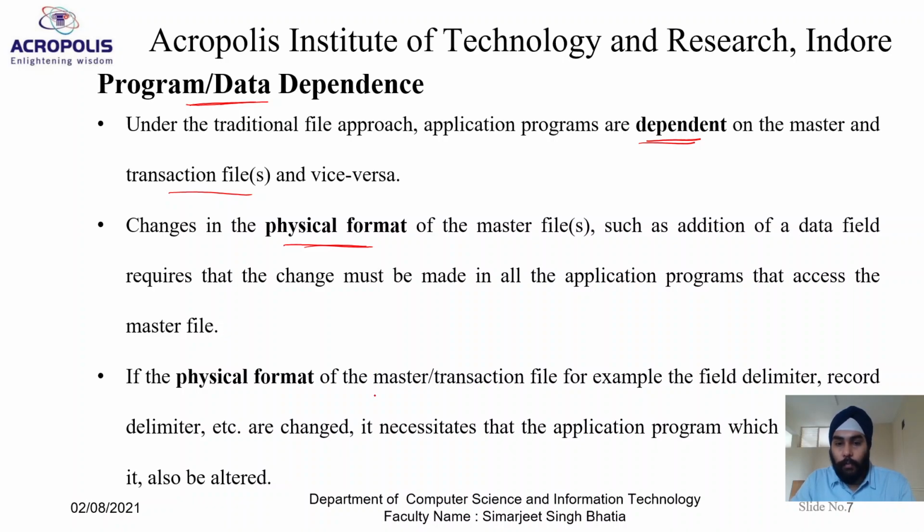Right? So if the physical format of the master file changes, for example the field delimiter or record delimiter, it necessitates that the application program on which it depends must be altered also. That is why you have a certain type of dependency between your program and the data which we have stored in the .dat file.